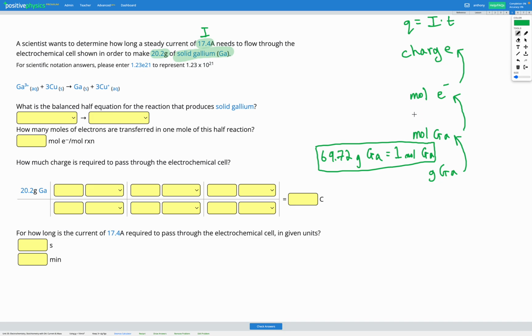To find that conversion factor, we're going to need to write a balanced half equation for the reaction involving gallium. So we can see in our equation here, we start with Ga3+ aqueous, and we end up with gallium solid. We've got a charge of 3+ on the left and 0 on the right. So if I add 3 electrons on the left, now my charge on the left is 0 and my charge on the right is 0. So that balances out. That's our balanced half equation.